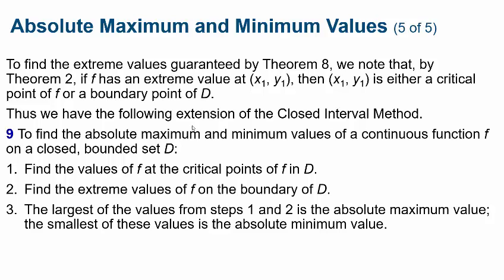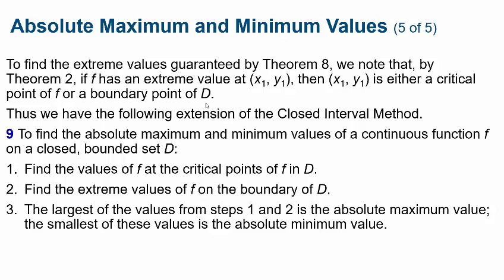To find the extreme values guaranteed by this theorem, we note that by Theorem 2, the first theorem of this lecture, if f has an extreme value at a point (x1, y1), then (x1, y1) is either a critical point of f or a boundary point of our set D. Thus we have the following extension of the closed interval method.